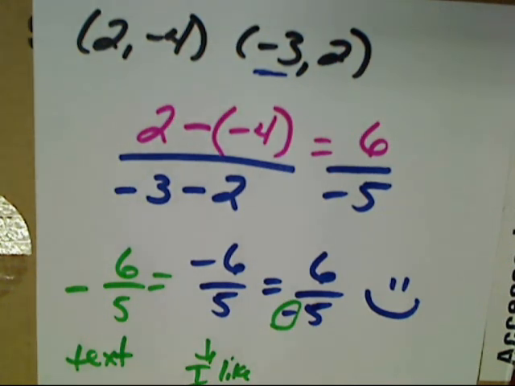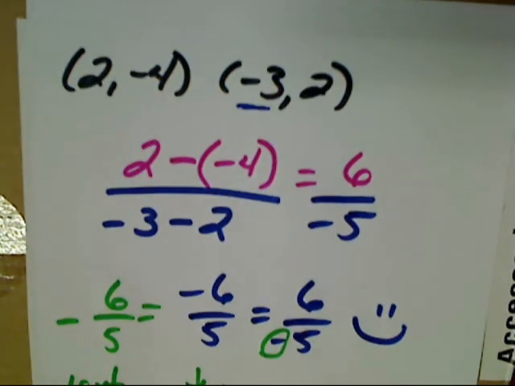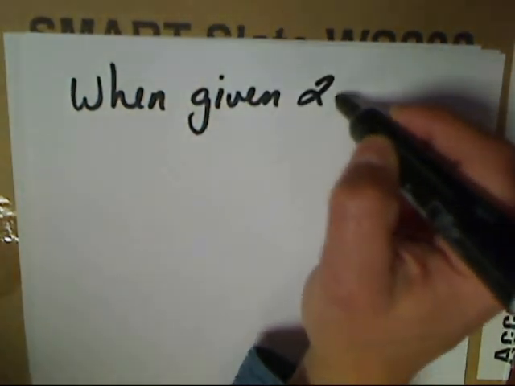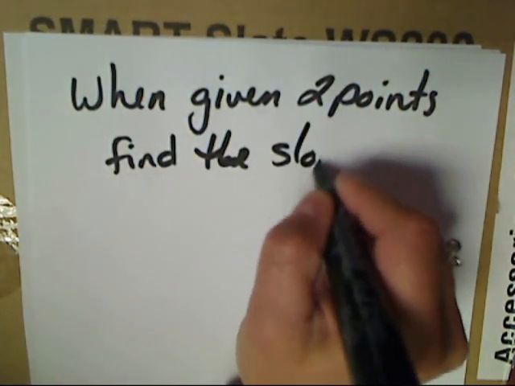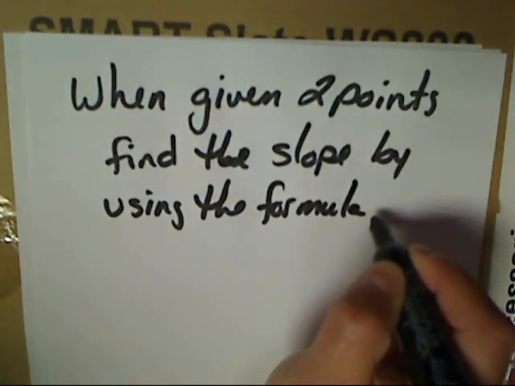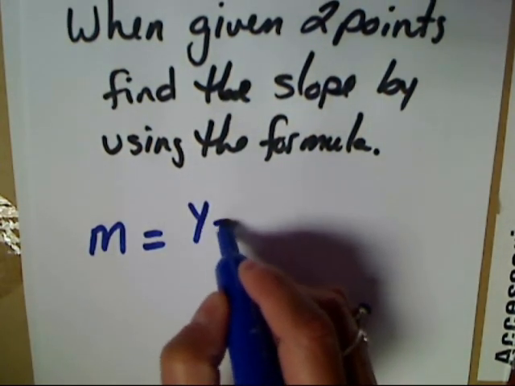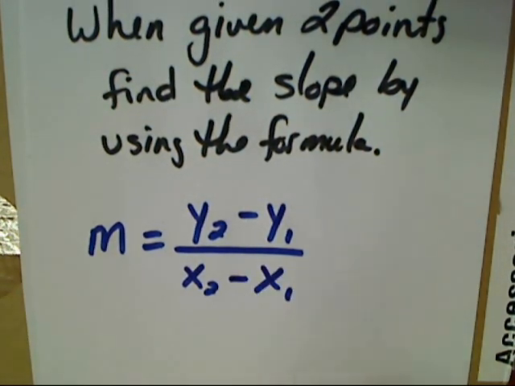Alright, so let's tie this together. If we're finding that distance between the y-coordinates and the distance between the x-coordinates by subtracting them, I bet there's a formula for this. And sure enough, there's a slope formula. So, when given 2 points, find the slope by using the formula. What's the formula? M is equal to y2 minus y sub 1 all over x sub 2 minus x sub 1. Oh, that's a little scary.